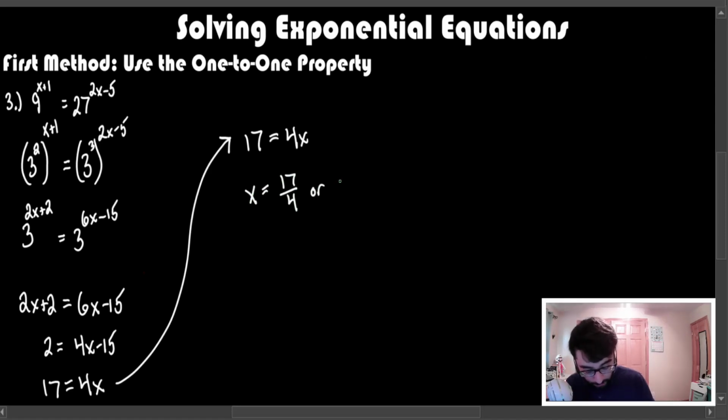If you want, you can write that as 4.25. I get it. Some of you don't like fractions. I don't know why. But you can leave that as 17 over 4. I would not mind in the slightest. And that would end up being our final answer.